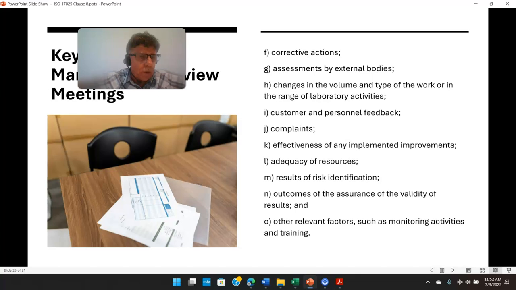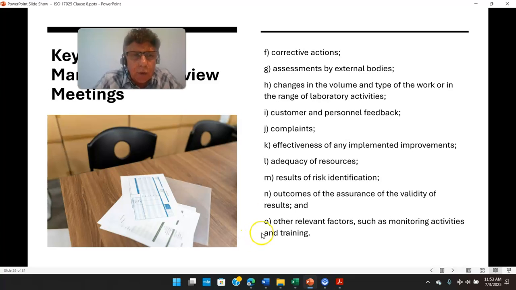This is management review. You are appealing to upper management. You may need to ask for more resources. You are getting a lot of nonconformities. We really need to have such and such resource in order to do that. Results of risk identification. This would be the time you would show your risk register, talk about the risks. Outcomes of the assurance of validity of results.